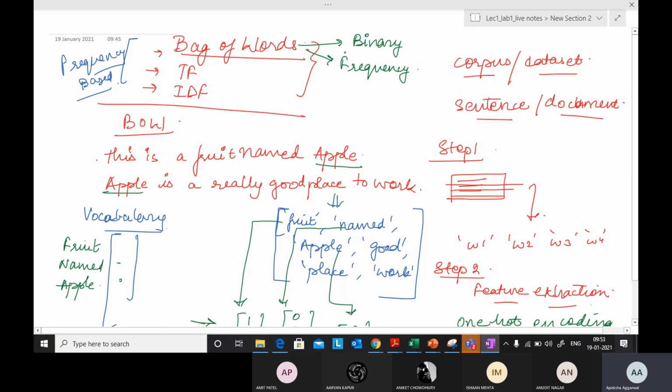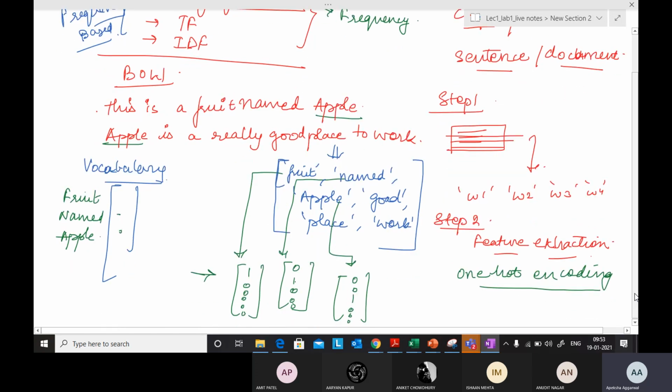So bag of words is of two types. First is binary and second is frequency count, where you write that fruit was present 1 time, so I will write 1, and the rest would all be zeros. And where apple was present, because it was present twice, I will write 2 instead of 1. So after doing this, what you have done is you have just extracted the features, right?